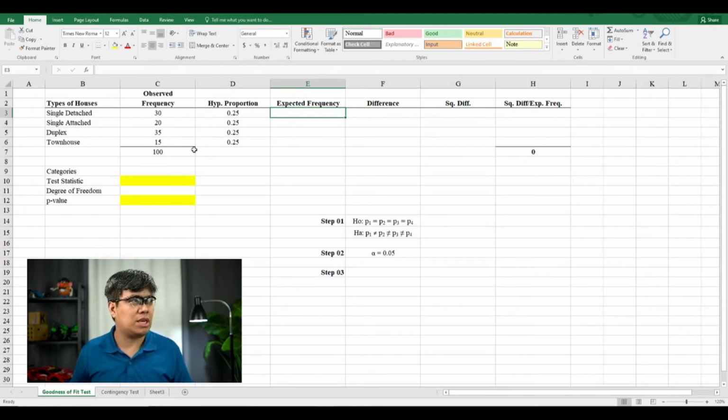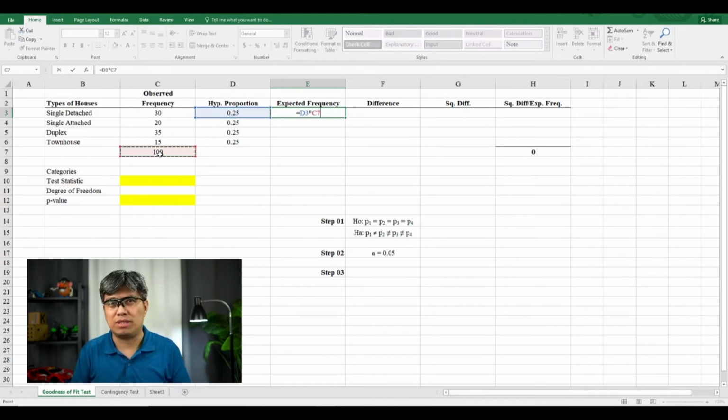If you see here, the total observed frequency is 100. So you multiply the total observed frequency by the hypothesized proportion of single detached to get its expected frequency.